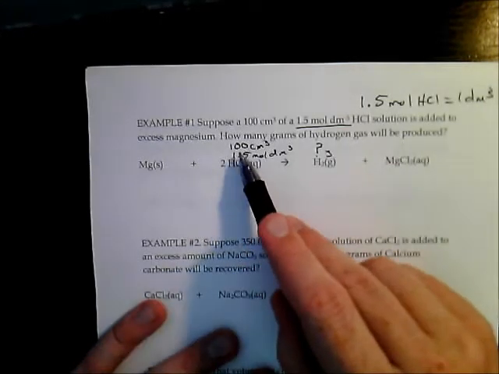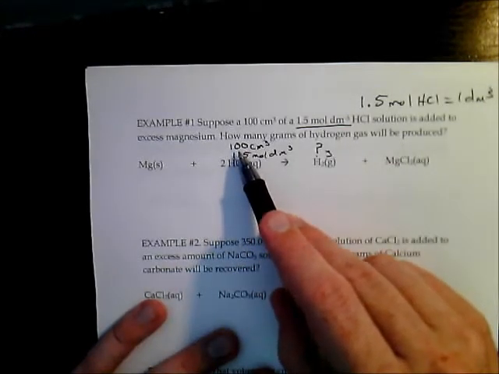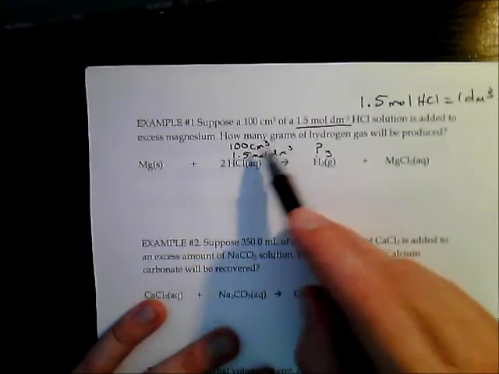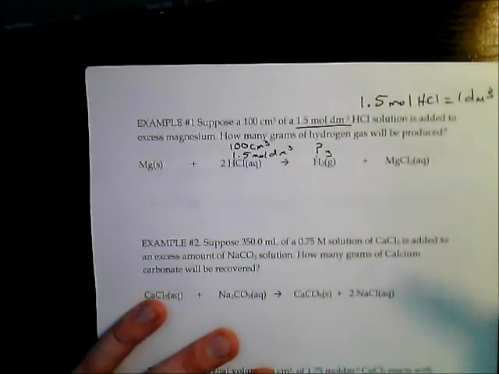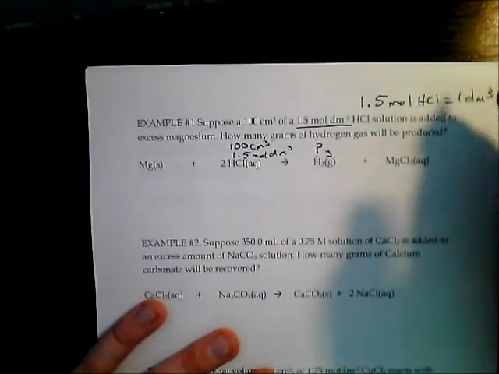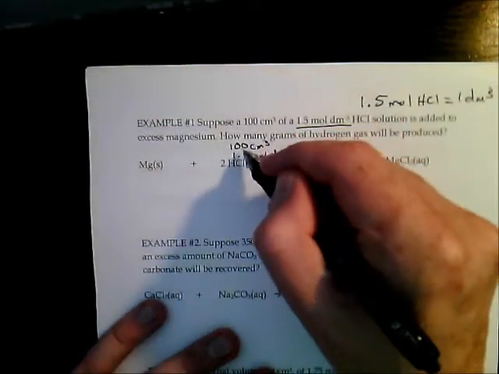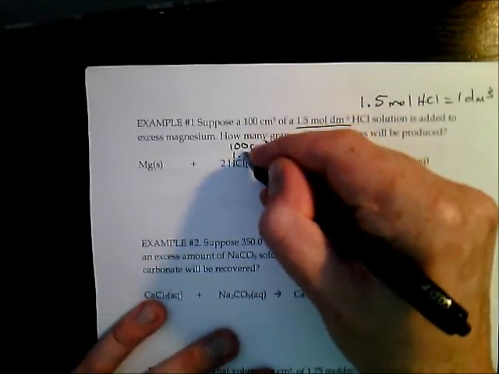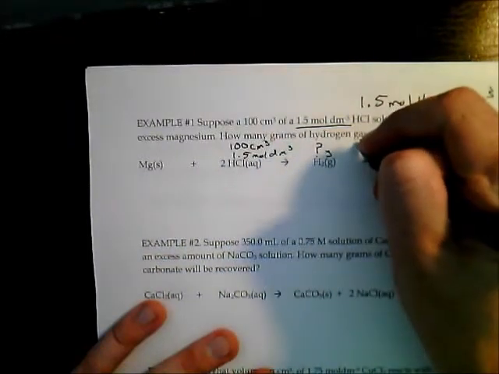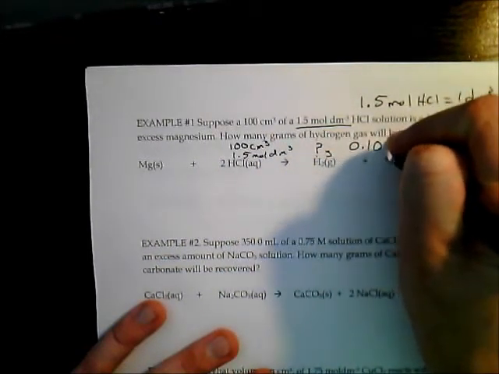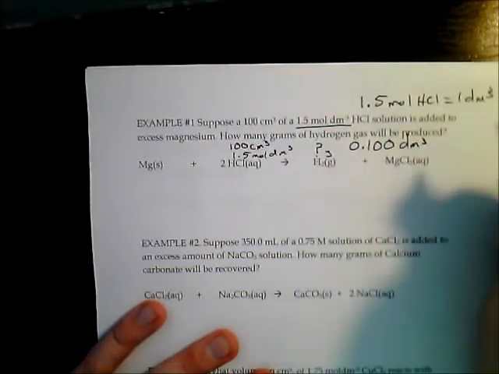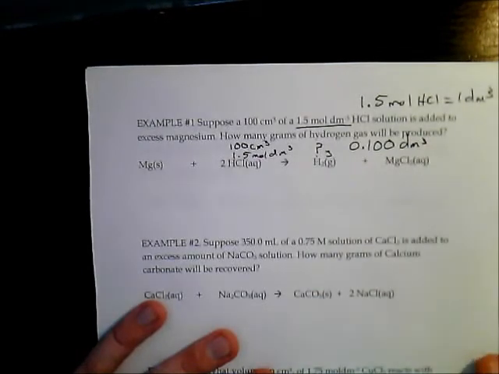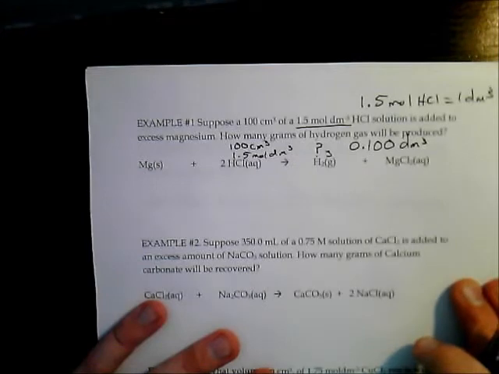I also know that I have 100 cubic centimeters. What I'm going to do right off the bat is I know that I'm going to need cubic decimeters. Pretty much whenever you're dealing with solutions, you need to work in decimeters or liters, not cubic centimeters. So I'm going to change that 100 cubic centimeters to cubic decimeters. Got to move the decimal over 3 spots. So that's 0.100 cubic decimeter. Okay, so I think we're ready to start here.